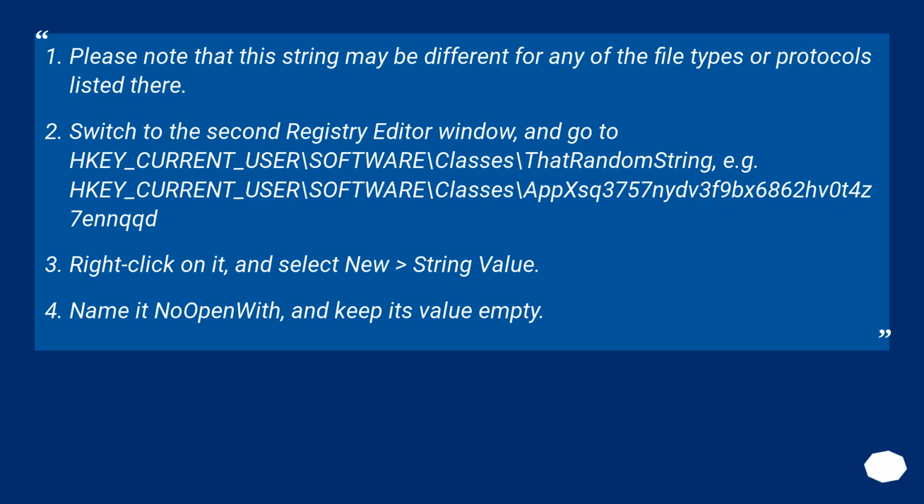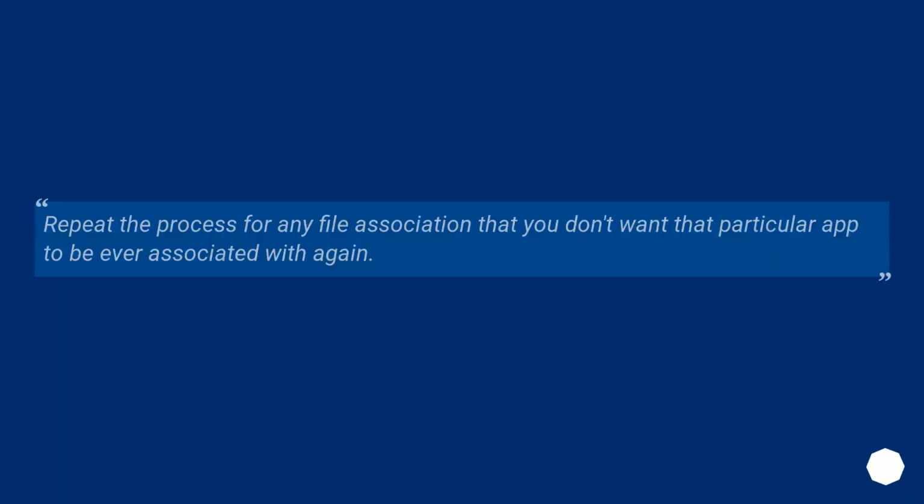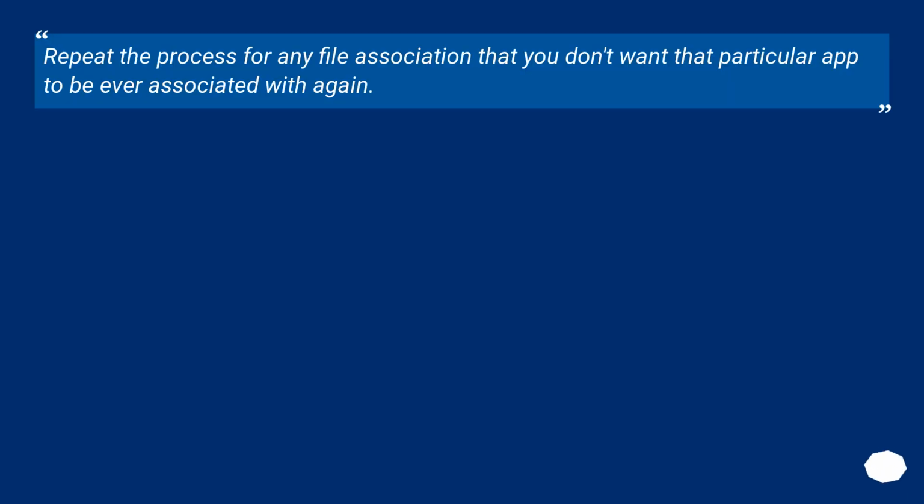Right-click on it, and select New, String Value. Name it NoOpenWith, and keep its value empty. Repeat the process for any file association that you don't want the particular app to ever be associated with again.